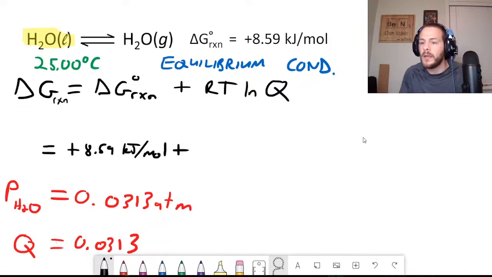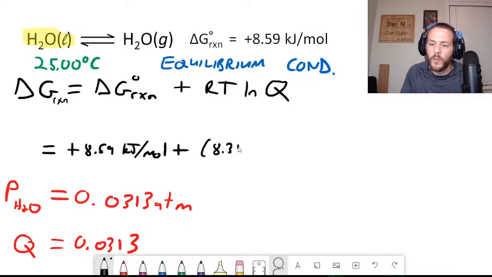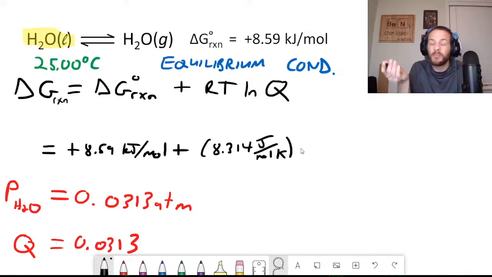Okay, so RT times the natural logarithm of Q. R, of course, is 8.314 joules per mole per Kelvin. This is something you should probably commit to memory. It's a very, very important, very commonly used constant. Times the temperature. Remember, in any thermodynamic equation, you must use absolute temperatures.